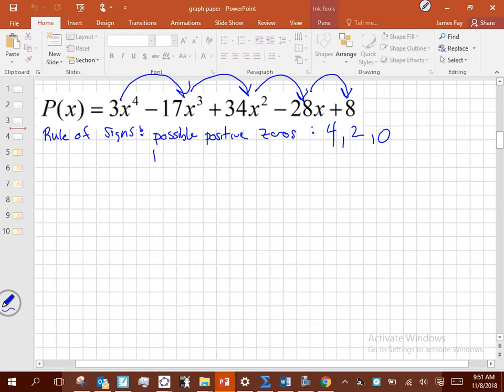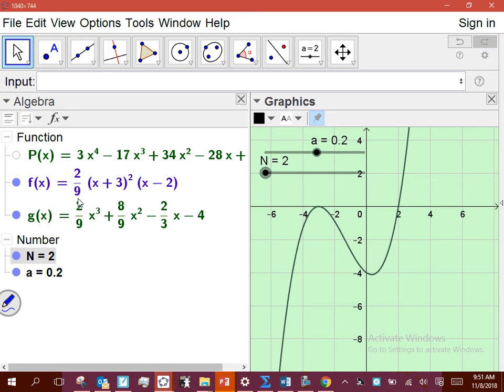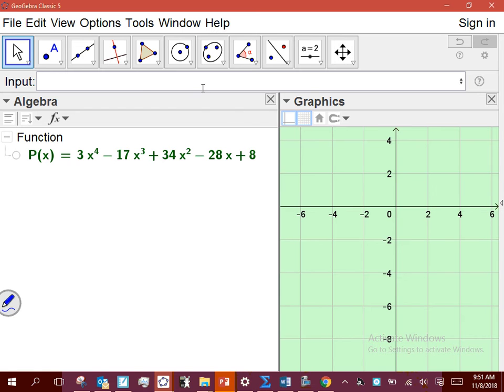Then we want the possible negative zeros. That's when we look at P of negative X. Now, my hope is you guys use a little bit of technology to help you out here. Your TI-83s and 84s won't do this, but you can use GeoGebra. I don't have a problem with that.